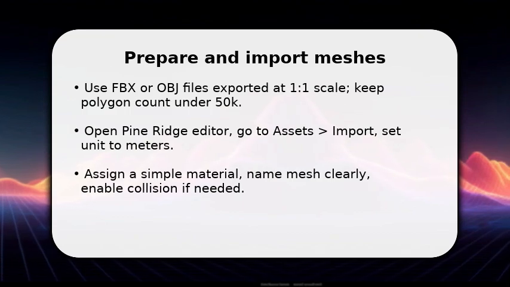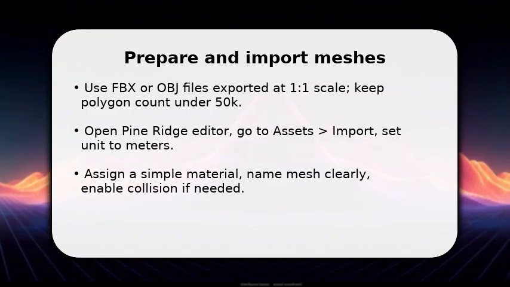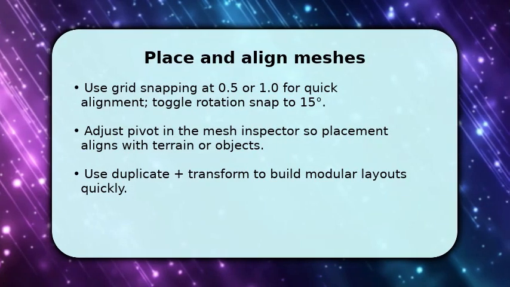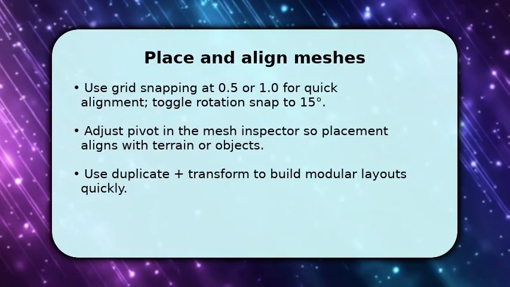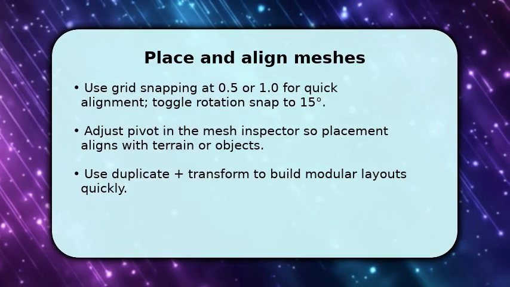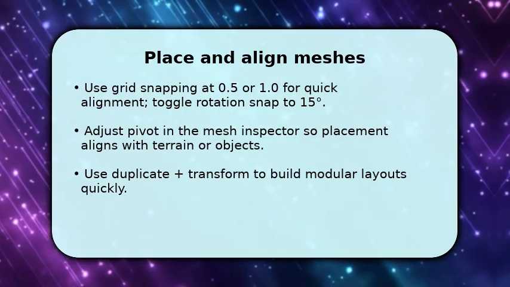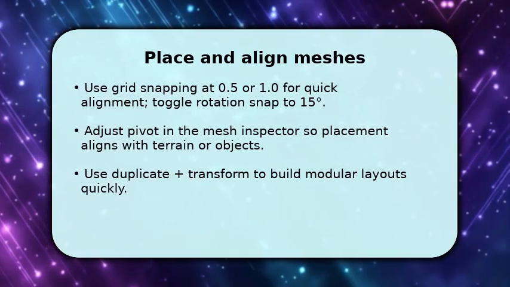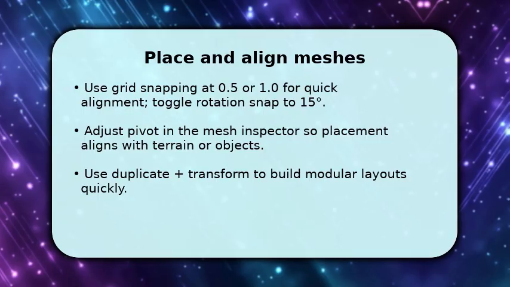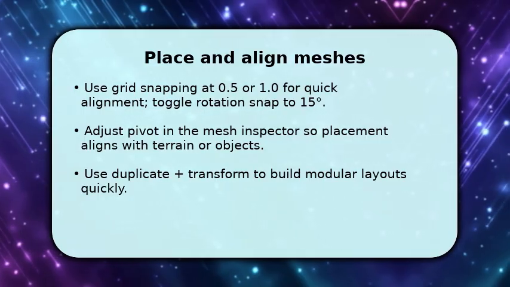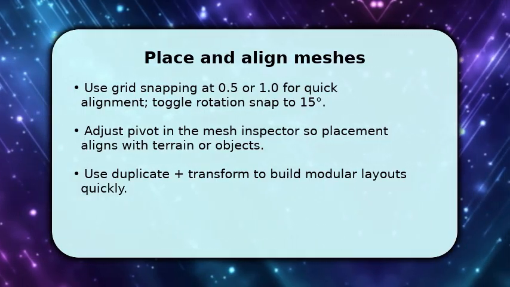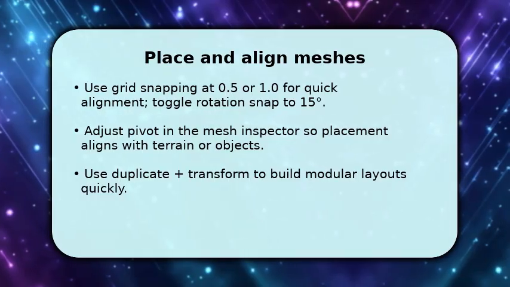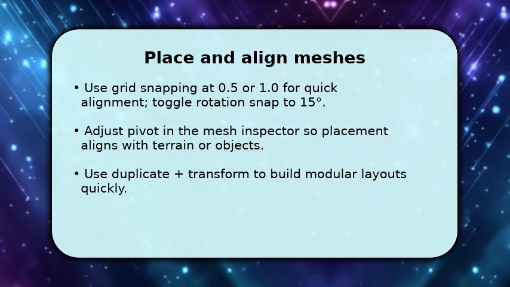Now you place and align your meshes into the Pine Ridge scene. Use grid snapping at 0.5 or 1.0 to lock positions. Toggle rotation snap to 15 degrees for neat orientation. Make sure to adjust the pivot point in the mesh inspector so the bottom sits flush with terrain or connects accurately to other parts. Once you have a correct pivot, duplicate and transform copies to create modular structures faster.